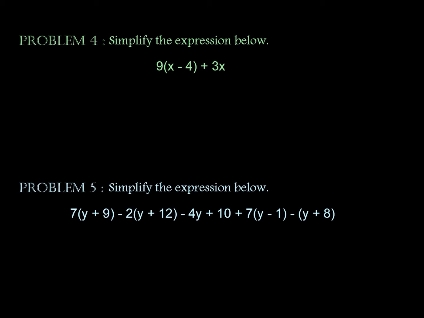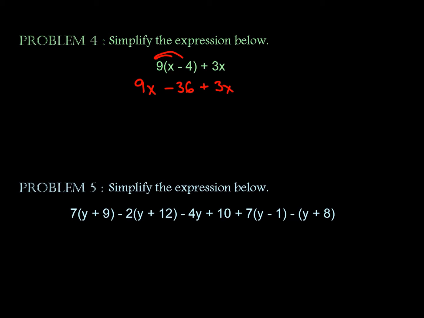So my first step is going to be to distribute. I'm going to distribute the 9 to the x and to the negative 4. 9 times x is 9x. 9 times negative 4 is negative 36. And then I'm going to bring down my positive 3x. So step 1 is completed.